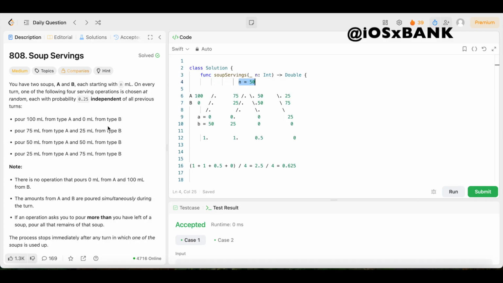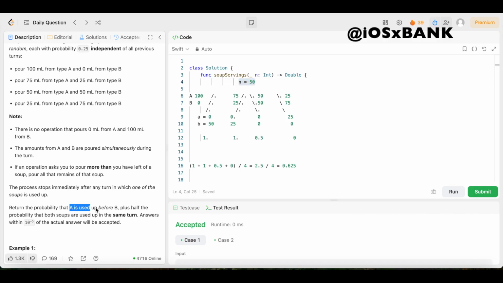So if we want to find the probability that A is used up before B, then with N equal to 50, if we pour 100 from A and 0 from B, A will get to 0 and B will stay at 50. So that means it has a probability of 1, or 100%, that A will be empty before B, because we poured 100 from A and we're only starting with 50. If we pour 100, we would be at negative 50, but we're stopping at 0.